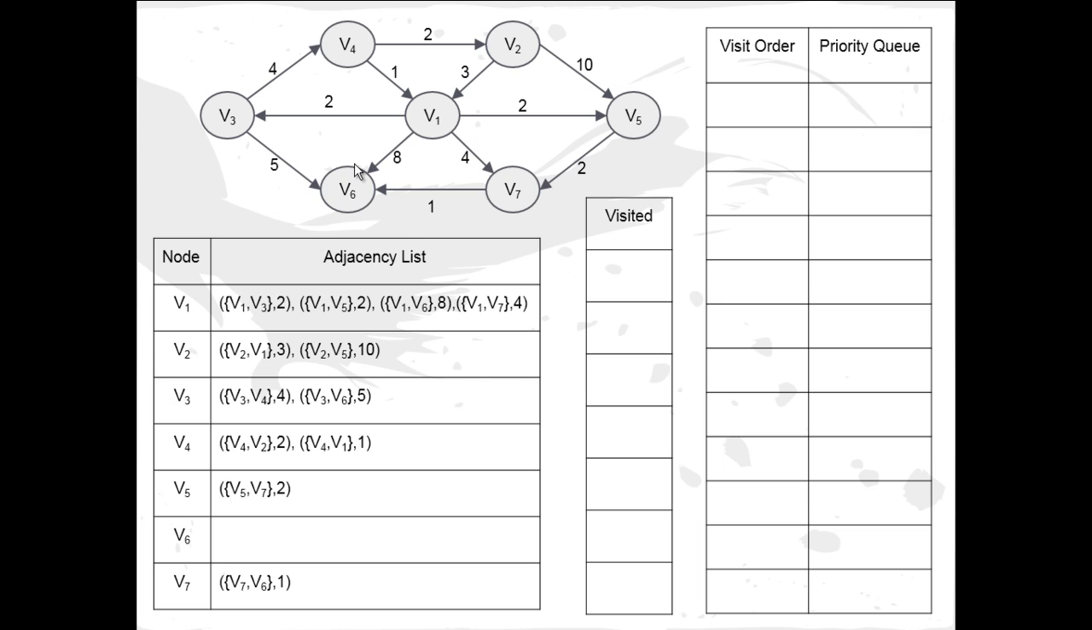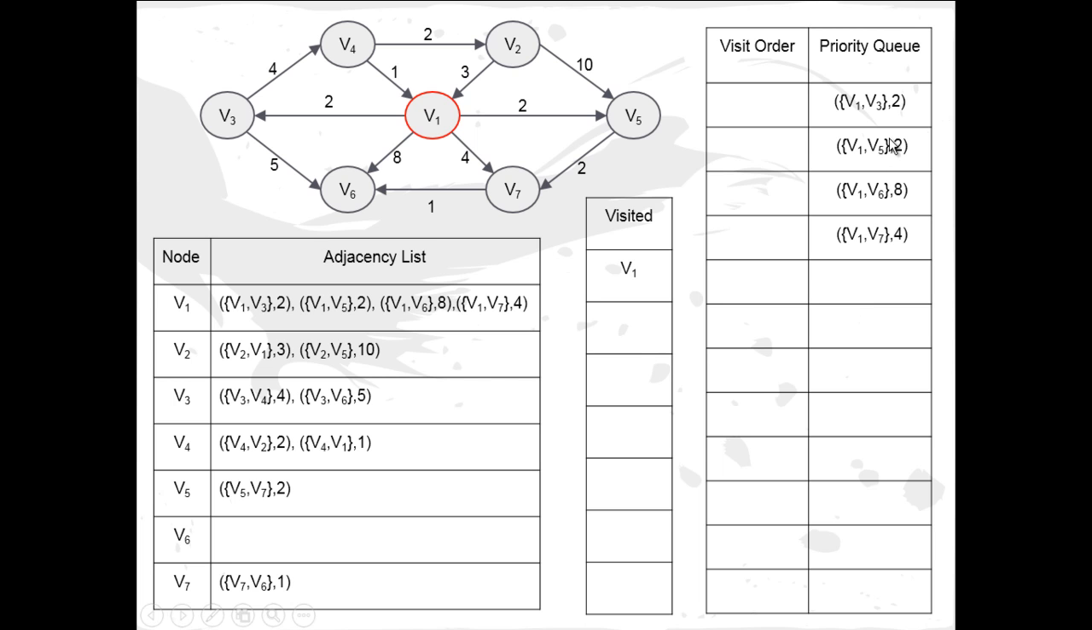Now let's start the algorithm. The first thing that you need for Dijkstra's algorithm is a starting node. So let's say that the starting node for our example is V1. When we visit a node, we're going to put the adjacency list of that node into our priority queue. So V1 has this adjacency list and we add it to our priority queue.